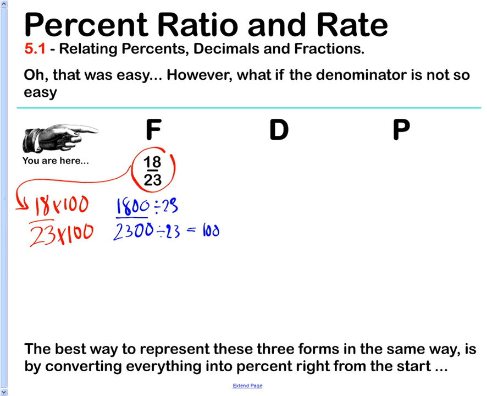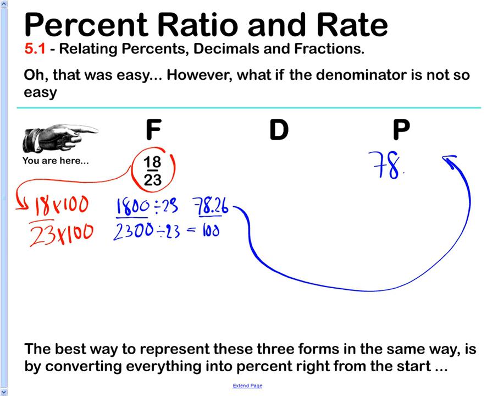And 1800 divided by 23 equals 78.2608696. We would just take it to 2 decimal places. So you have 78.26 out of 100. This is our percentage, 78.26%. So now we've got our percent.